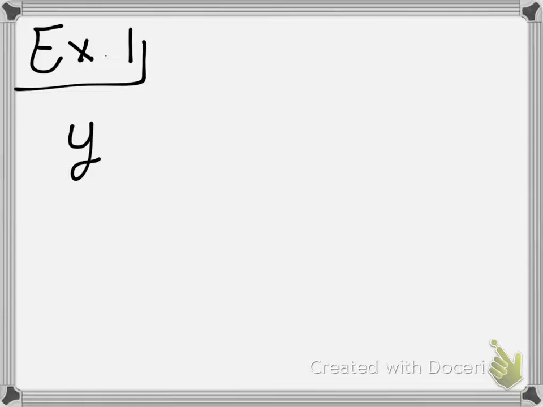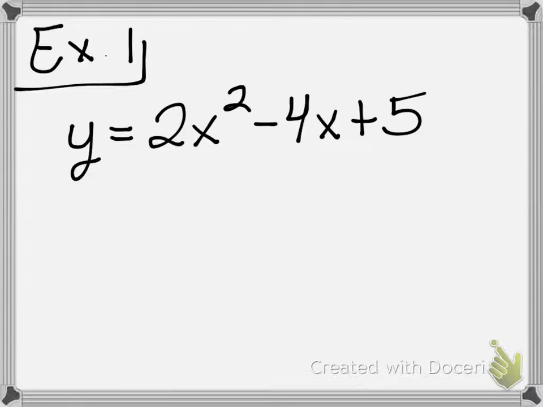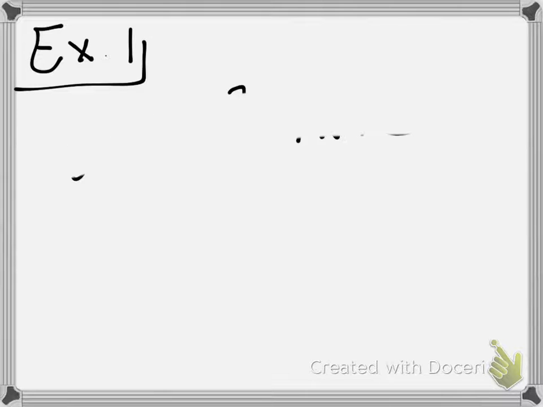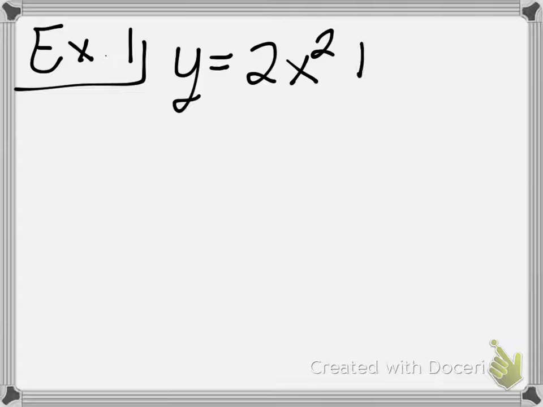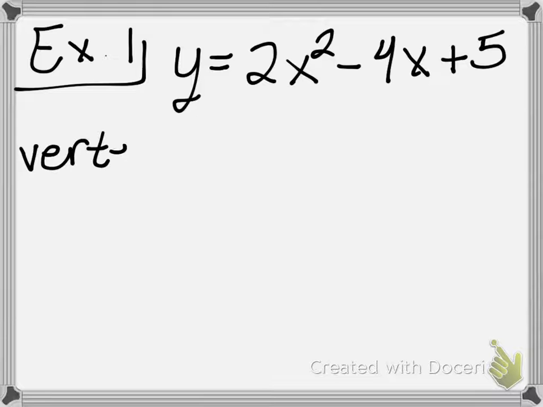So this first equation I'm going to give you is y equals 2x squared minus 4x plus 5. This is in a normal quadratic form. It's just a quadratic equation. And we're going to write it in the vertex form. Now what I'm going to do here is erase this and then move it up top. So, in order to figure this out, we need our vertex. So, on your own, go ahead and find your vertex.